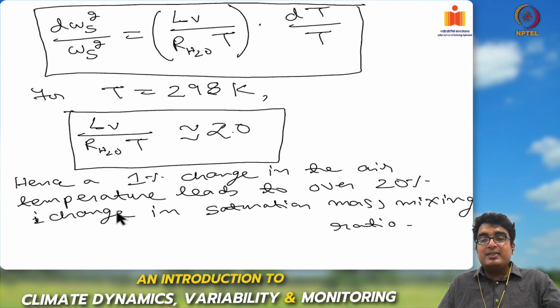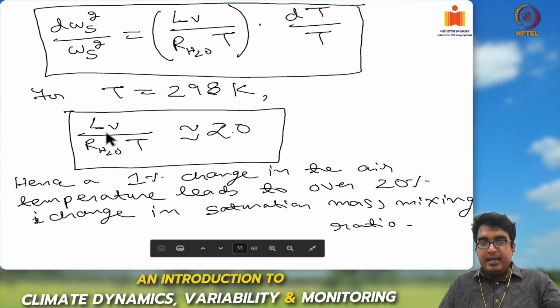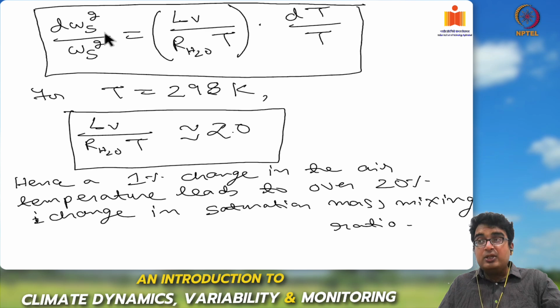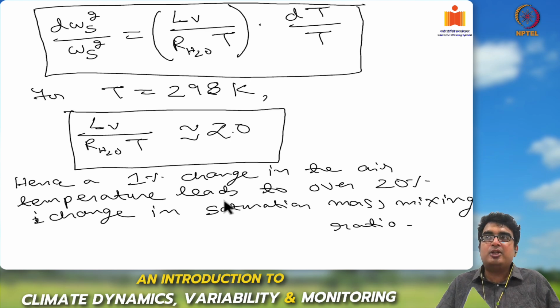So what this means is a 1% change in air temperature. So if d omega_sg by omega_sg is 0.01, that becomes equal to dT by T is 0.01. This is 20. So this becomes 0.2. So a 1% change in air temperature leads to an over 20% change in the saturation mass mixing ratio, which kind of shows how sensitive the saturation mass mixing ratio variable is to the climate temperature.